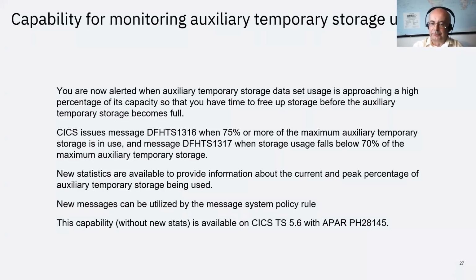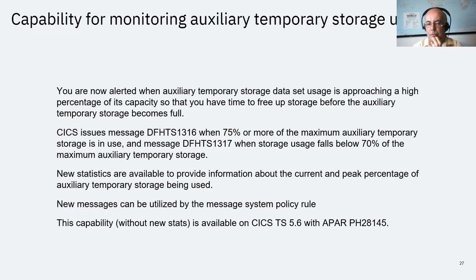And on the way down, we just issue one message when the storage falls below 70%, because we didn't want to flood the console with lots of messages if you're toggling around 70, 80%. So we took the decision to just put the one message out when you fall below 70%. With the new messages, you can use the existing policy message rule to trigger on that, and perhaps invoke an adapter to go do something.